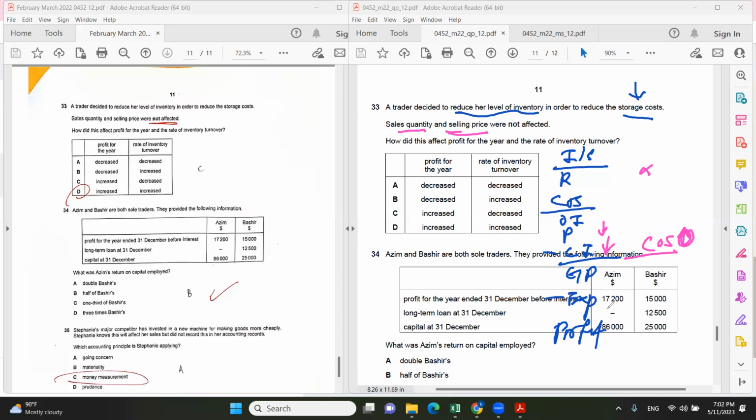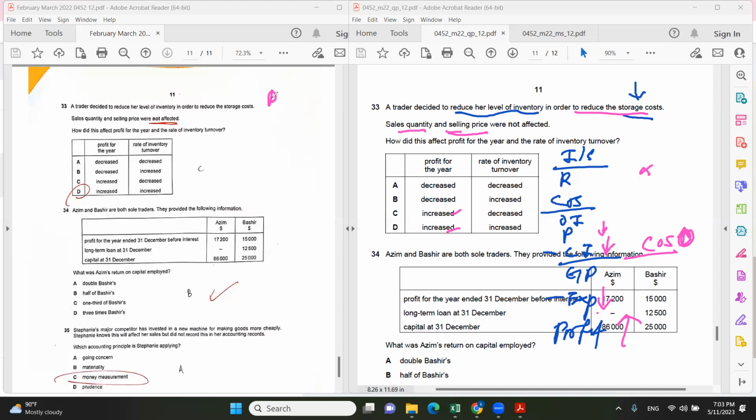Okay. Next is storage: reduce the storage. That means this is decreased. When expenses decrease, profit will increase. That's why it is increased.